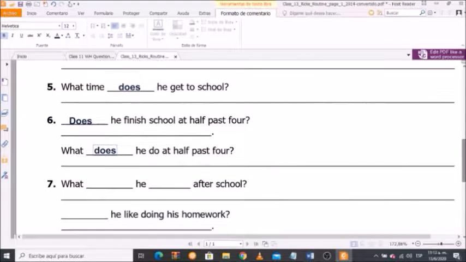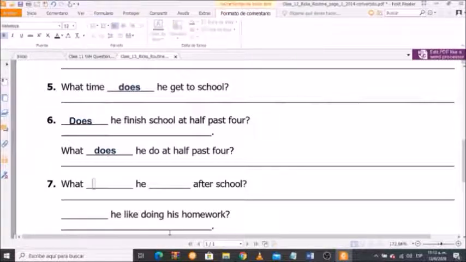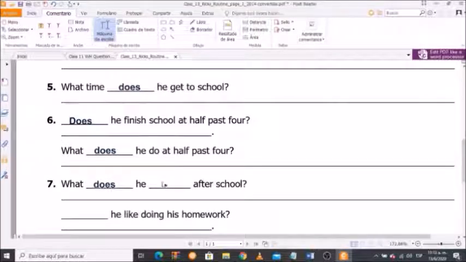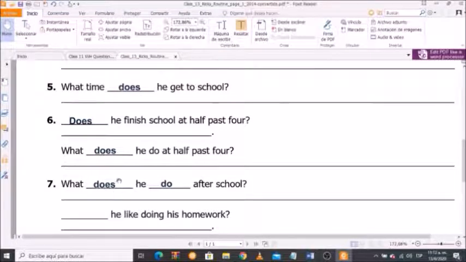Number seven, what? Okay, what does he do? What does he do after school? Presten atención a esta pregunta, que does, el primer does, es el auxiliar y do es el verbo. Es decir, esta pregunta quiere decir, ¿qué hace él después de la escuela? What does he do after school?